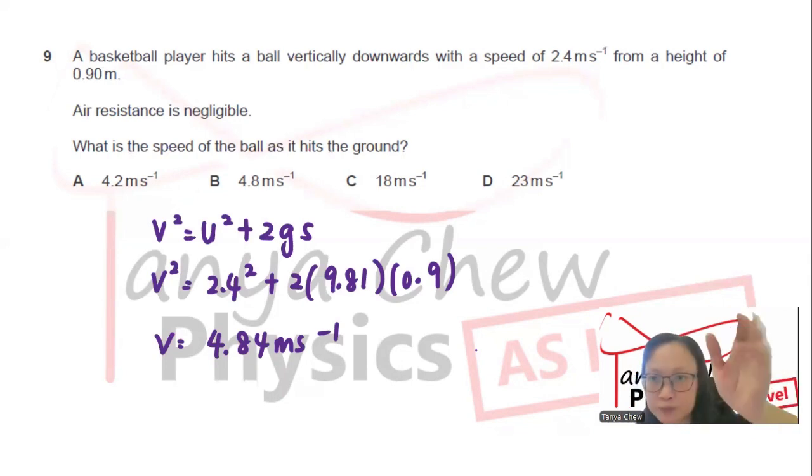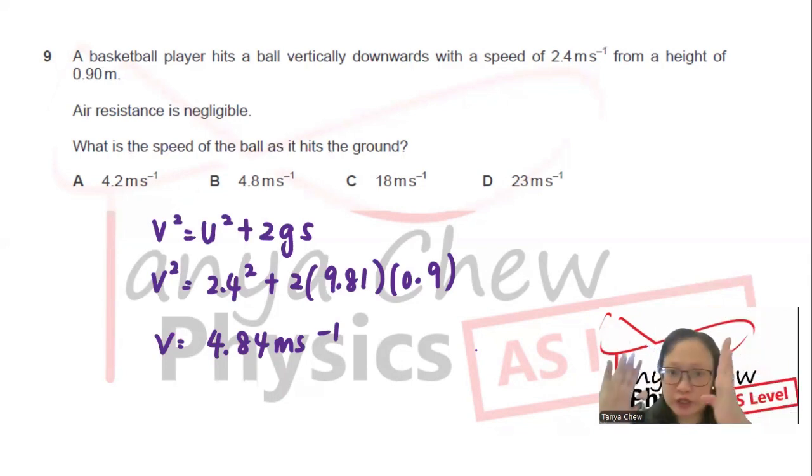When you talk about the ball moving in the direction up or down, the a has to be changed to the gravitational acceleration of 9.81. So when you substitute all the information here, you should be getting 4.84 meter per second. B is the answer.